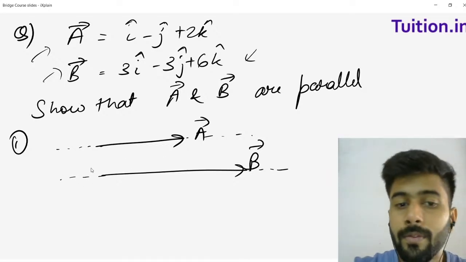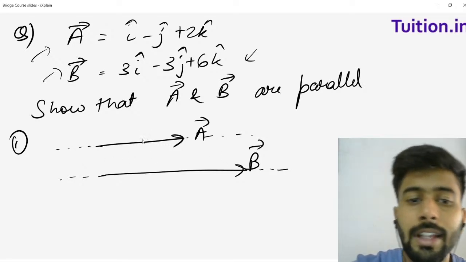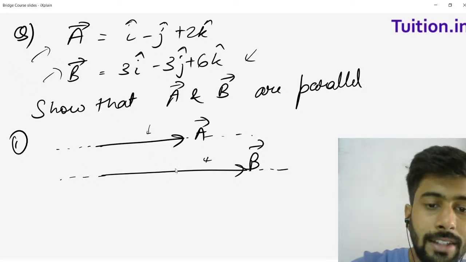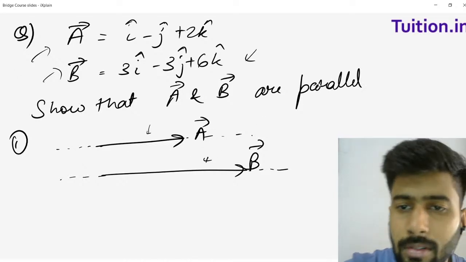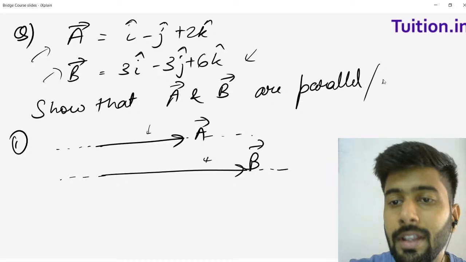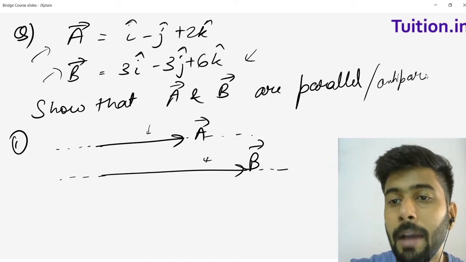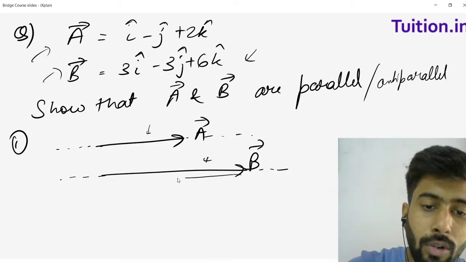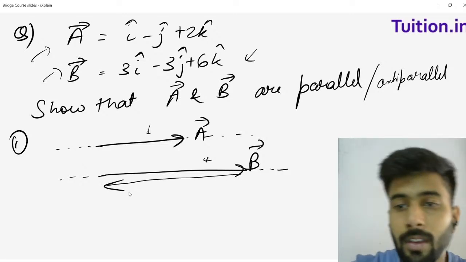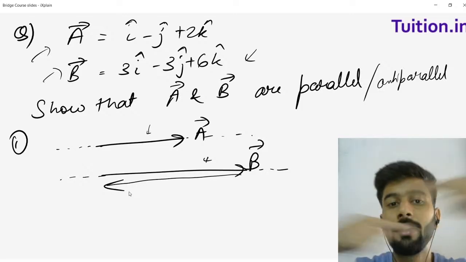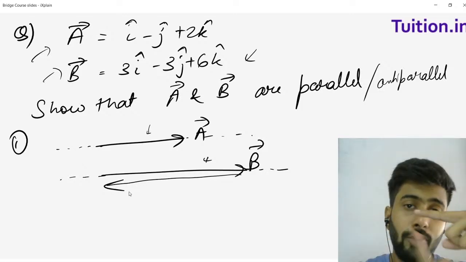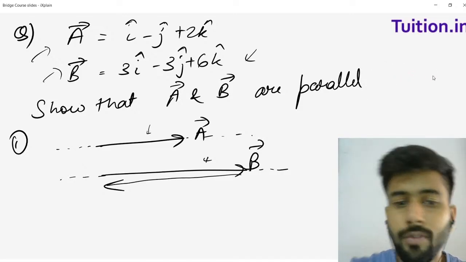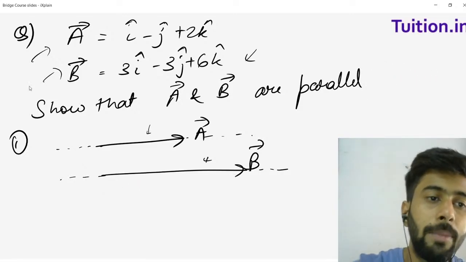How can I show? If they are parallel, that means they will point in the same direction, correct? Or they could also be like this, if they mentioned that it can be anti-parallel also, then your B could also be pointing back. Anti-parallel means they are pointing front and back. Parallel means they have to both point in the same direction. Okay, so it's given in the problem that it's not anti-parallel, so forget about B pointing back. It should only point forward.